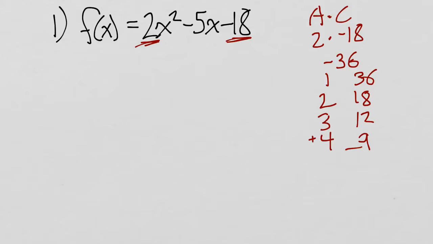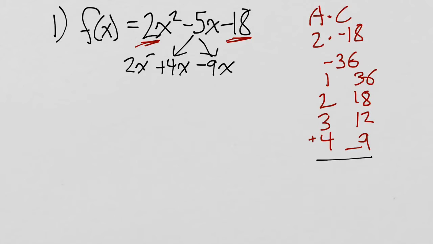Okay, and then I'm going to finish this off by factoring by grouping. Okay, I'm going to take the plus 4 and the minus 9. I'm going to break this into plus 4x and minus 9x. Okay, and I'm going to end up with 2x squared plus 4x minus 9x minus 18. So you see what I've done here? I've kept this guy and put him right here. I've kept this guy and put him right here. And then I've broken up this into these two terms.